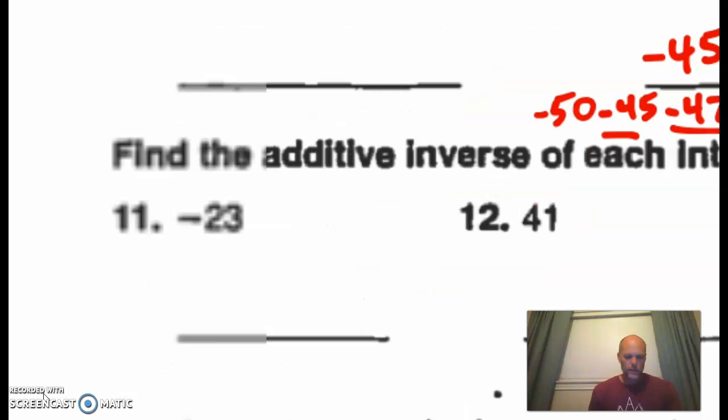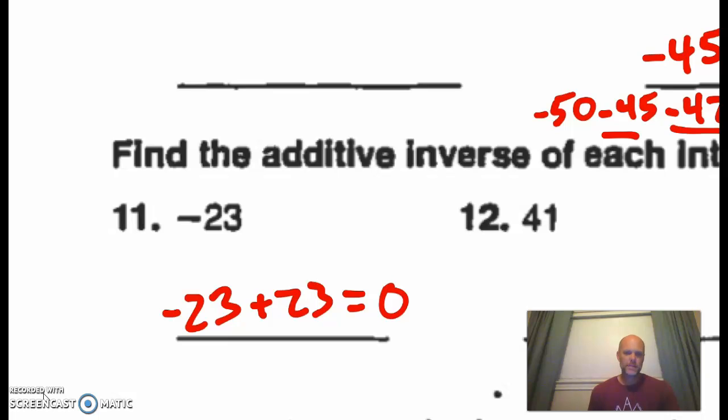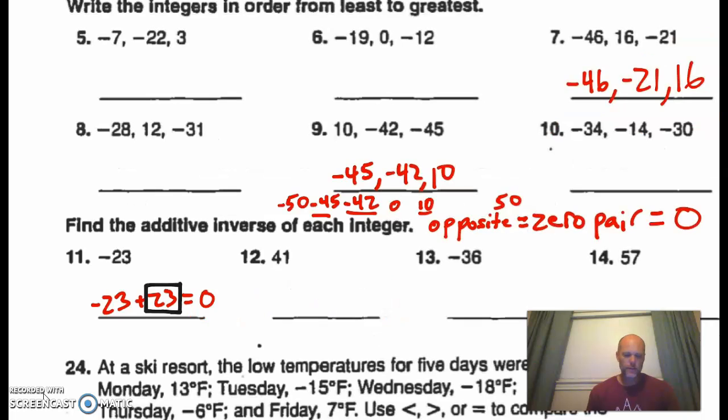Alright, so find the additive inverse of each integer. So additive, I'm going to do number 11. So let's just write down negative 23, because that's what's there. If we were to add something to it, and we wanted it to equal 0, what would that be? Well, what's the opposite of negative 23? I just gave you the answer. The opposite of negative 23 is positive 23, and that equals 0. So your actual additive inverse is positive 23.